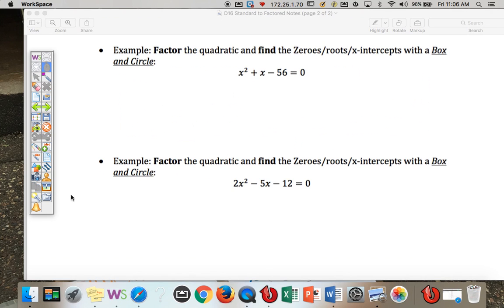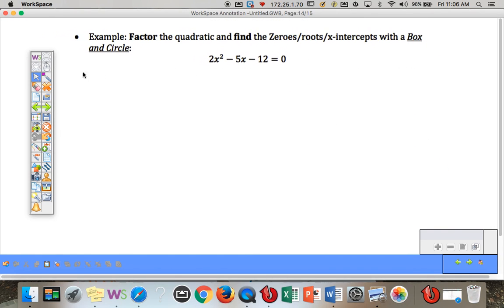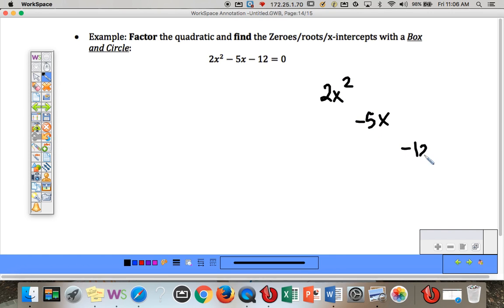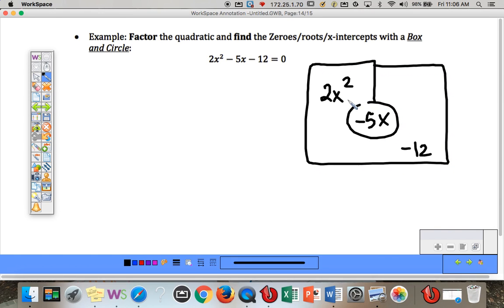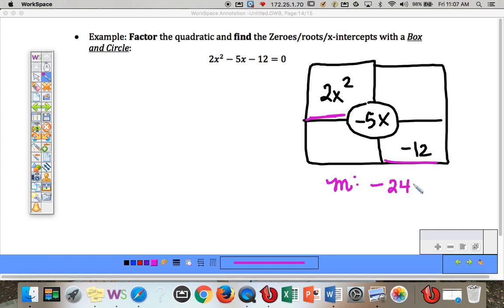And the last one, again, a box and circle. Let's get myself more room here. Okay, so again, we'll do a box and circle. We have 2x squared. We have our negative 5x, our negative 12. Okay, so we want to know what multiplies to negative 24x squared that adds to the middle circle, negative 5x.